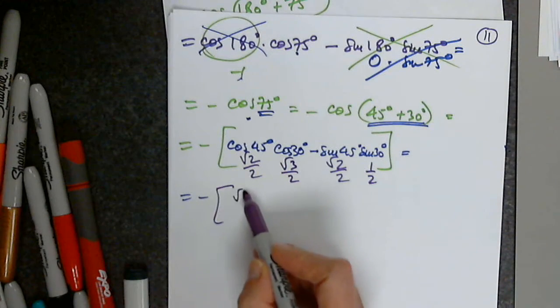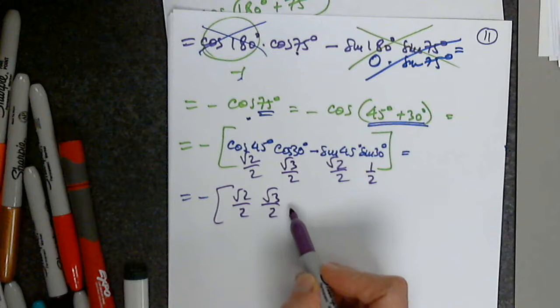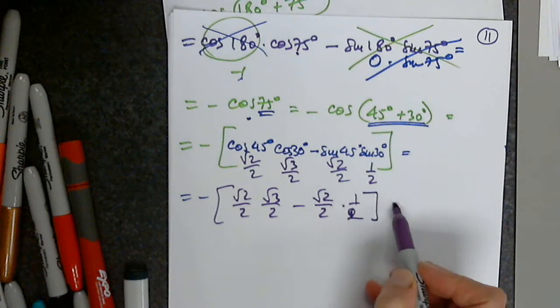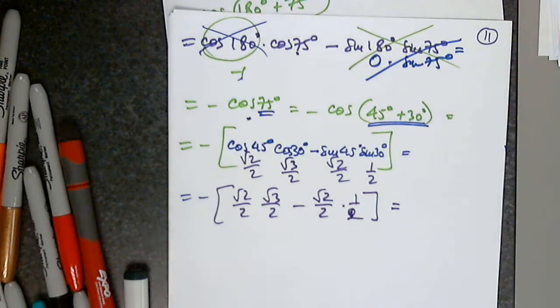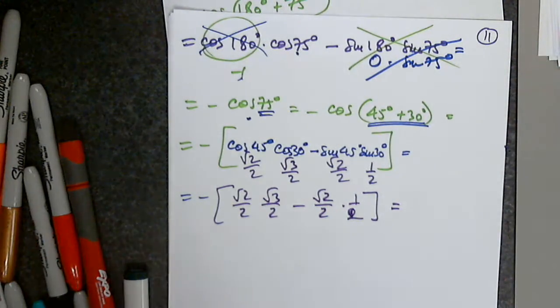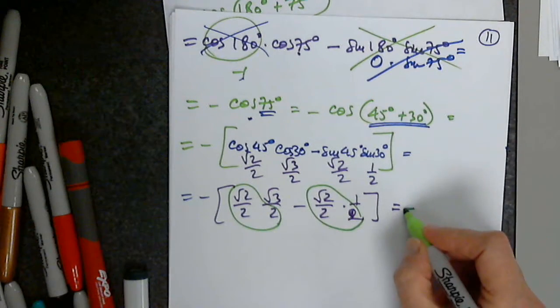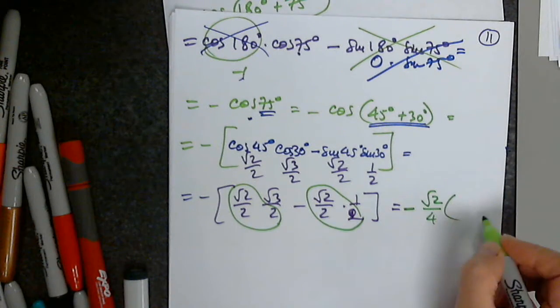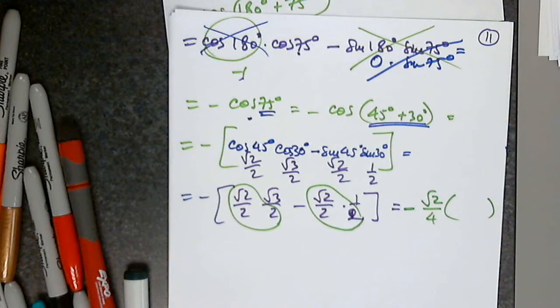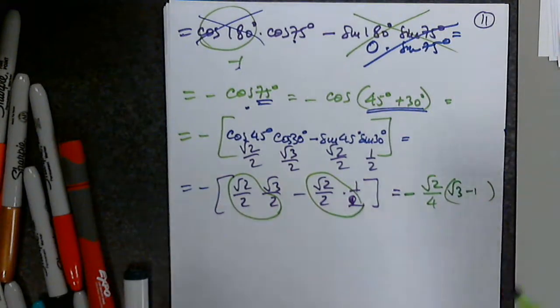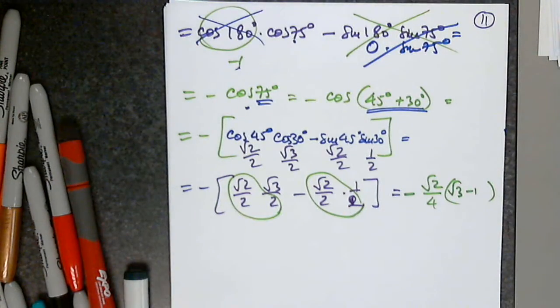So then I have the square root of 2 over 2, the square root of 3 over 2, minus the square root of 2 over 2 times 1 over 2. Factor is the answer here, and I will remove these. So I have minus the square root of 2 over 4, and please tell us the parentheses. Good, but it's minus. Good. Let's move on to 15 through 20.